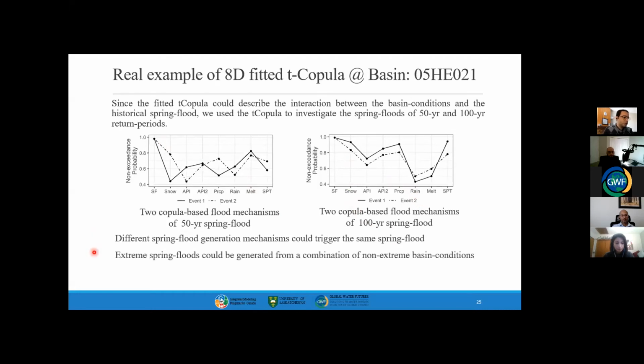And extreme spring flood could be generated from a combination of non-extreme basin conditions, like the example when the snow was not significant, and even so with other combination, by considering the other basin conditions, they could amplify the power of that limited snow to generate a strong flood. And the third one is the investigated basin conditions should all be considered to characterize spring flood generation mechanisms in the Canadian prairies. We can't look only at the snow and decide what is the predicted spring flood. We should consider all of the basin conditions.